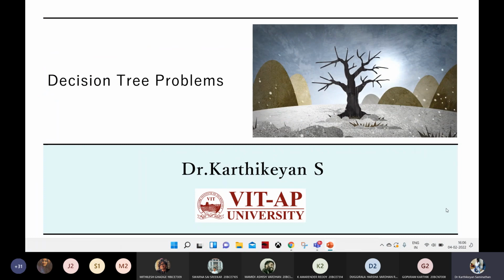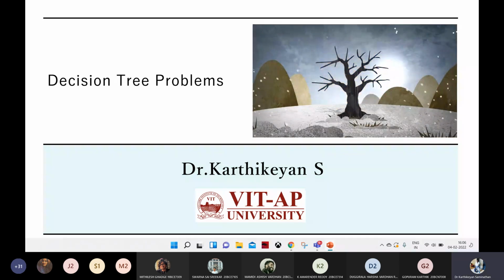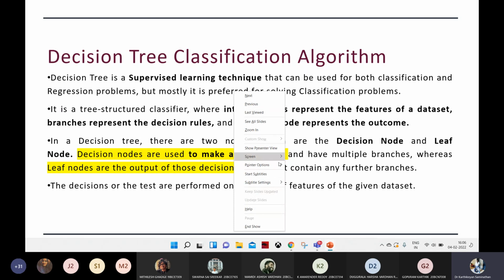So what is a decision tree? Any idea? Decision tree is a supervised learning technique, right? There are three kinds of learning algorithms in ML: supervised, unsupervised, and reinforcement learning. Decision tree is one of the supervised learning techniques, used for both classification and regression problems. Mostly it will be used for classification problems, right?